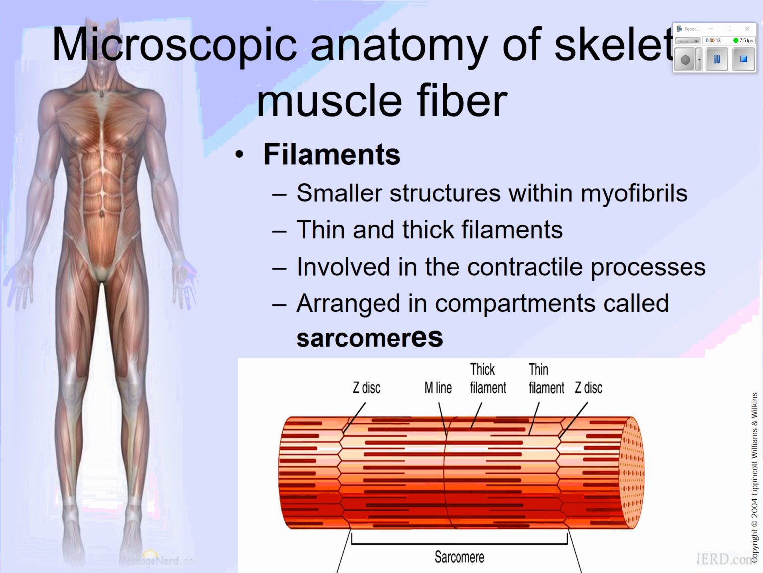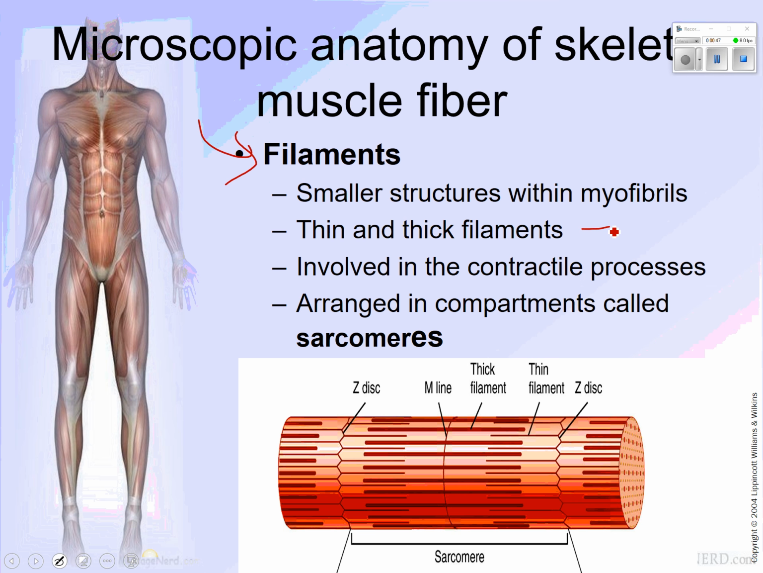So next we'll talk about the individual microscopic anatomy of a skeletal muscle fiber. If you look here, we talked about the myofibrils. Within the myofibrils, there are going to be smaller structures known as filaments. They contain thin and thick filaments. These thin and thick filaments overlap each other to an extent, which creates these striations.